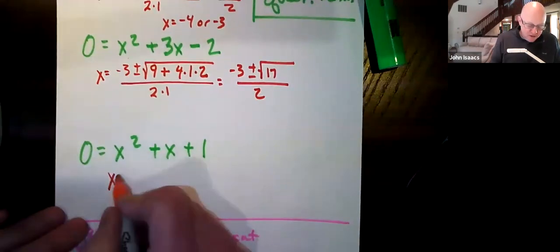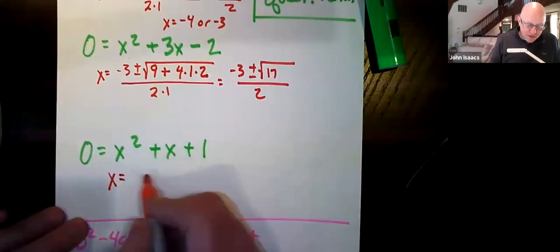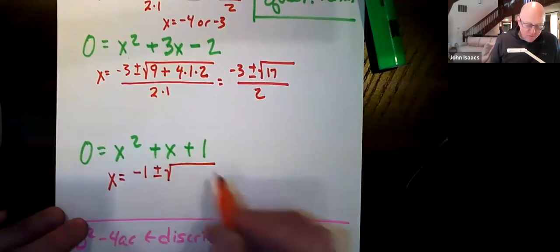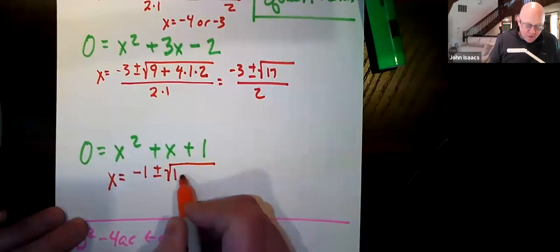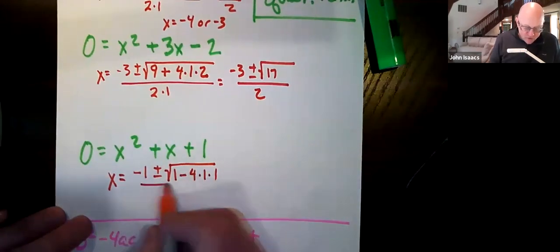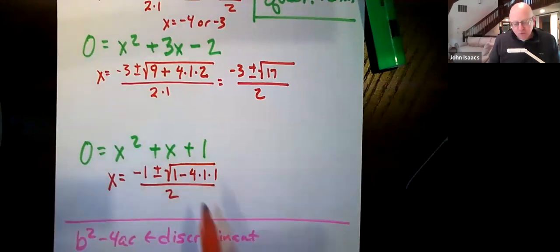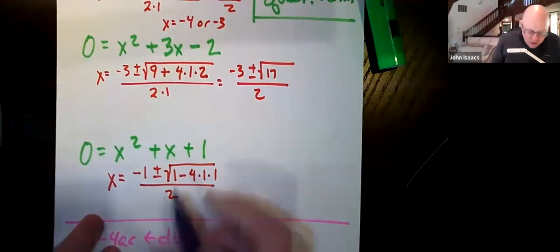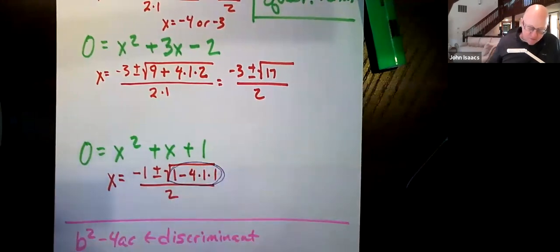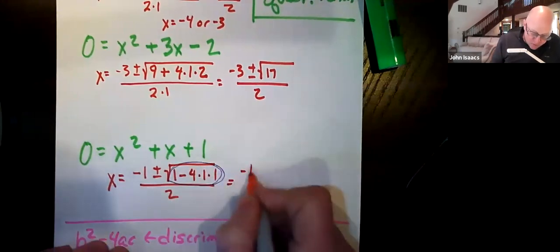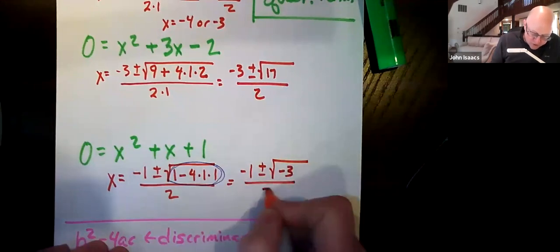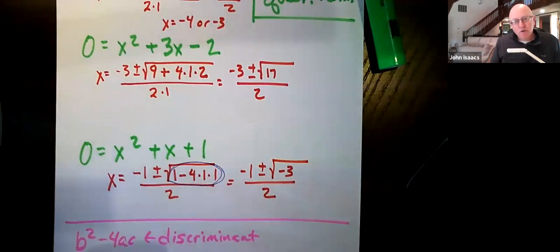So x equals negative b, that's going to be negative 1, plus or minus the square root of b squared, that's going to be 1, minus 4 times 1 times 1, all over 2 times 1. Okay, now there's a problem here. In here, we're going to wind up with negative 3, all right? So this equals negative 1 plus or minus the square root of negative 3, over 2. Now, you can't take the square root of a negative number.